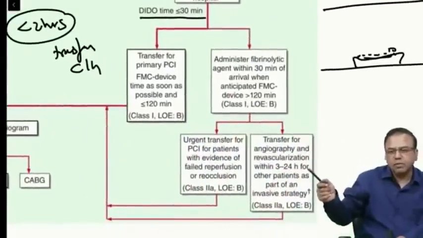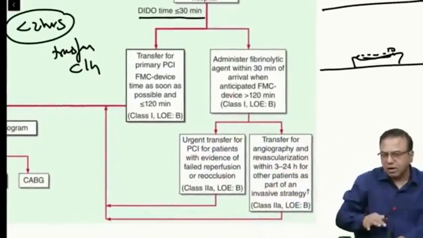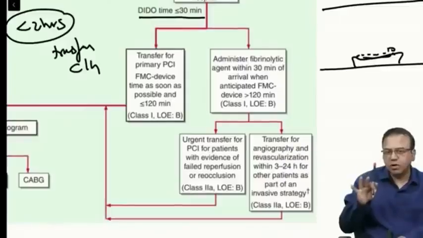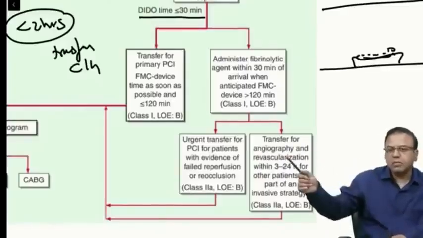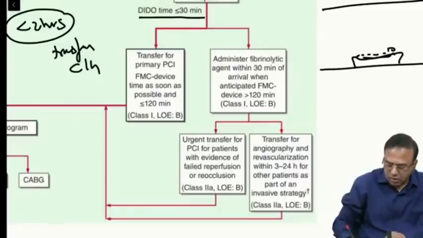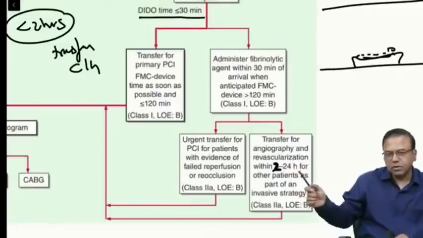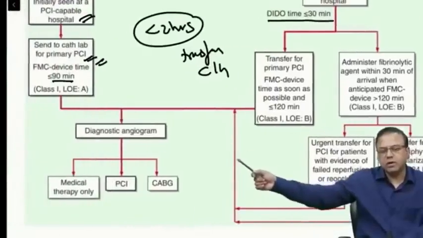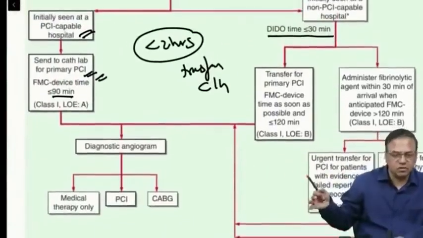What if the patient improved? Chest pain went away, ECG showed improvement, then what? Can we send the patient home? No. That patient also should get an angio, but earlier you were told 3 hours, and new guidelines recommend 2 hours. Between 2 to 24 hours, the patient should be transferred to a PCI capable hospital, angio should be done, and most likely they'll go for a stent.